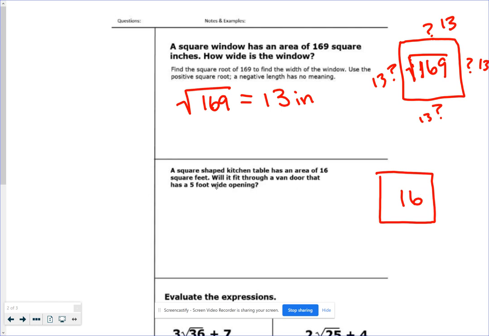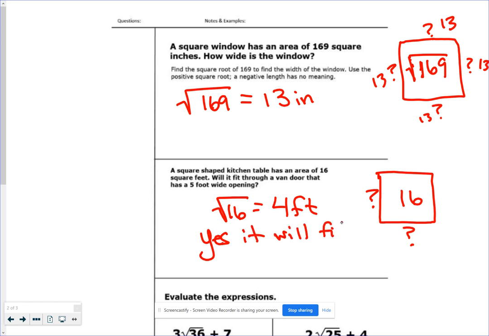Okay. Will it fit through a van door that has a 5-foot wide opening? So we want it to fit through a 5-foot wide opening. So we need to know what the sides are. If we take the square root of 16, we get that the sides are 4 feet. So will it fit? Yes, it will fit. I have 1 foot of wiggle room.